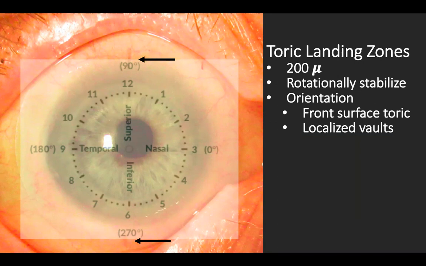The orientation of the lens can be communicated to the manufacturer either in degrees or clock hours.